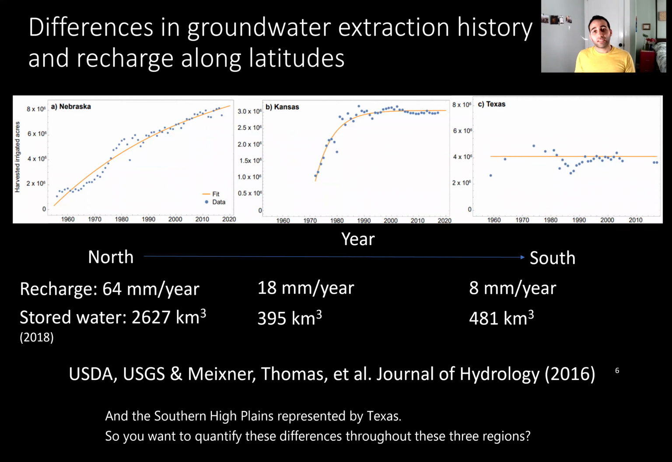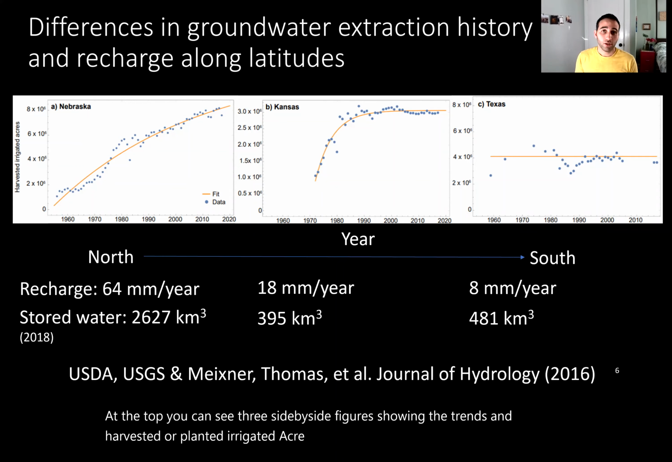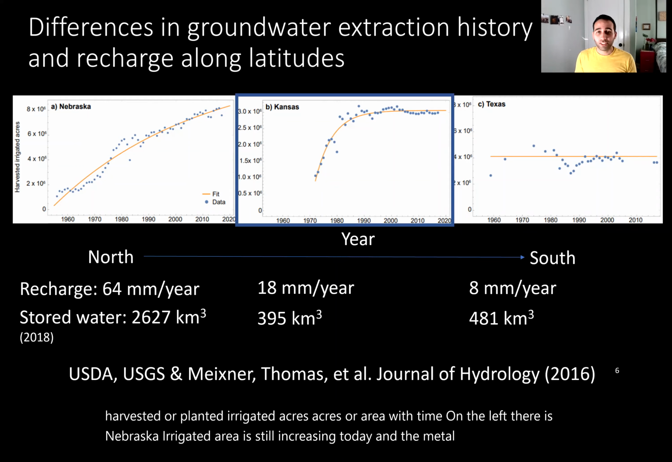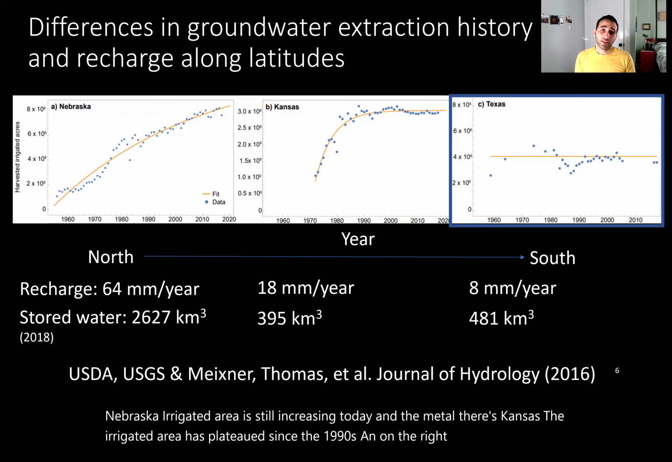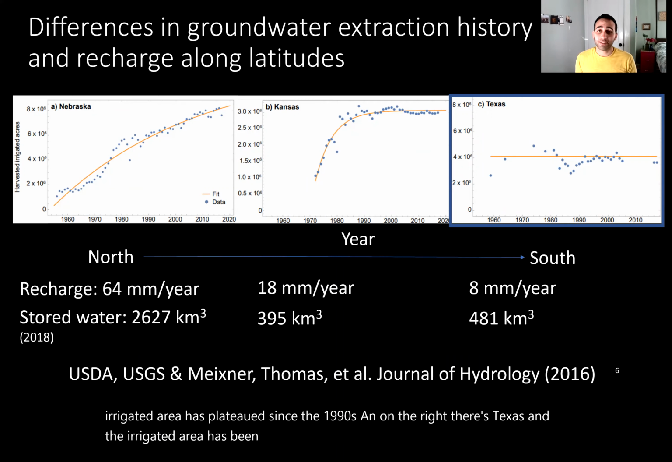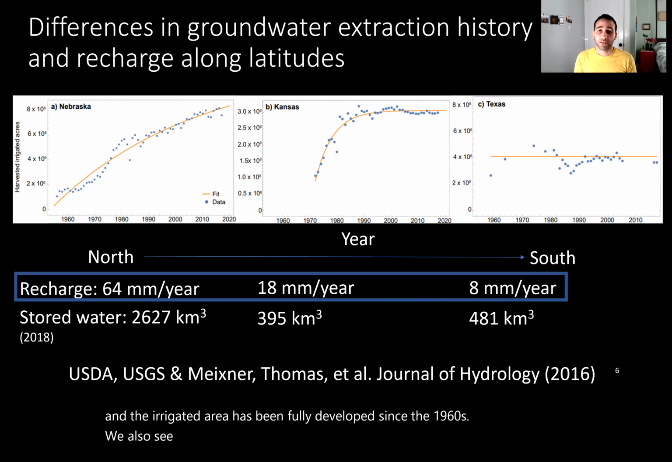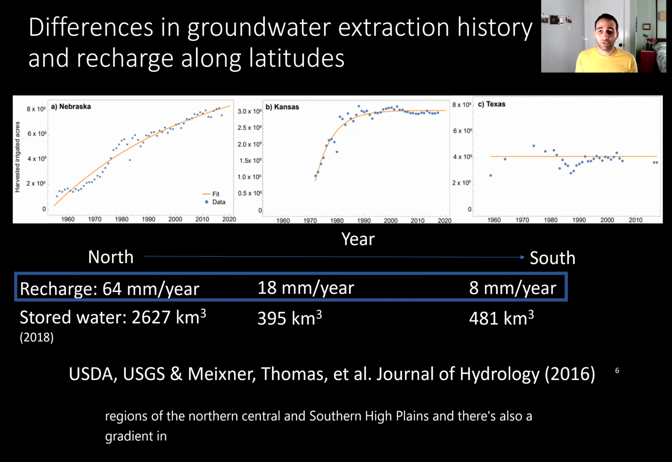At the top, you can see 3 side-by-side figures showing the trends in harvested or planted irrigated acres, or area, with time. On the left, there is Nebraska. Irrigated area is still increasing today. In the middle, there's Kansas. The irrigated area has plateaued since the 1990s. And on the right, there's Texas, and the irrigated area has been fully developed since the 1960s. We also see the trend in recharge rates. Here they're quantified for the 3 regions, the northern, central, and southern High Plains. And there's also a gradient in the stored water throughout these 3 regions.